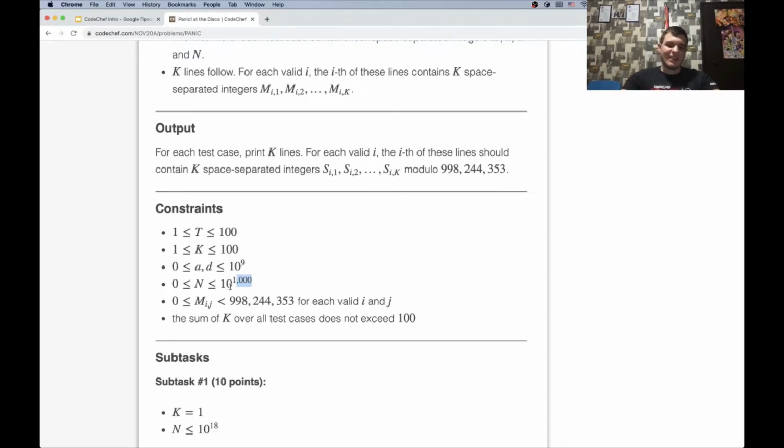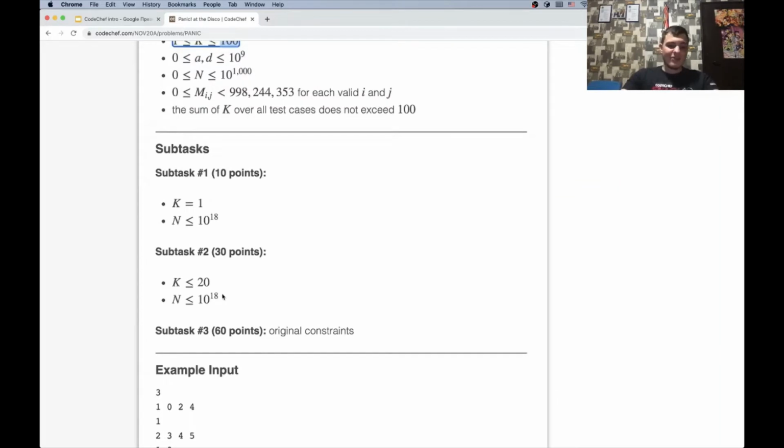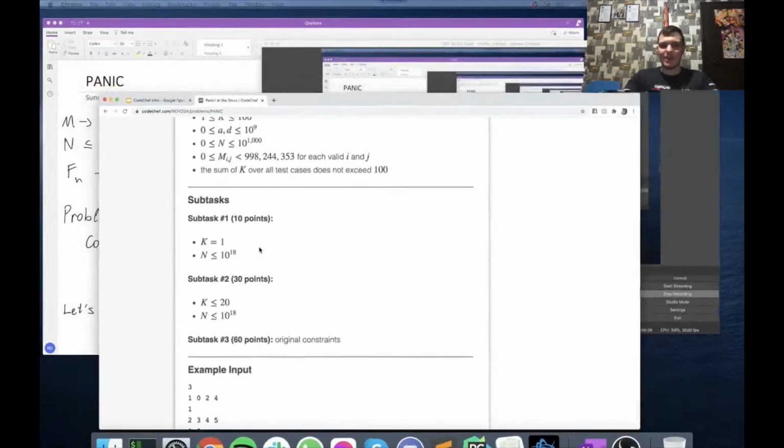Because the logarithm of 10 to the 1000 is like 3000, and you also have to multiply this by k cube, and that's pretty large. So for the first two subtasks, the solution is actually pretty cool, and I'm going to start by explaining how we will solve it. So let's just switch to my notes.